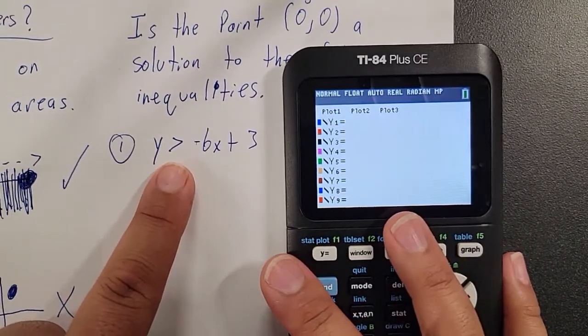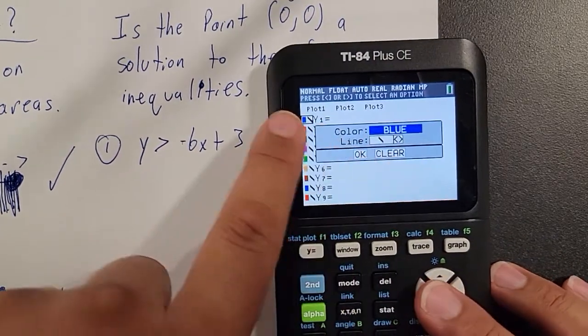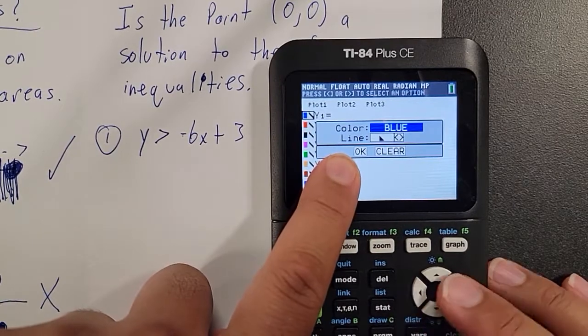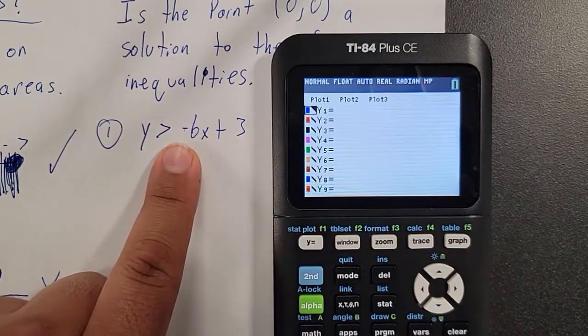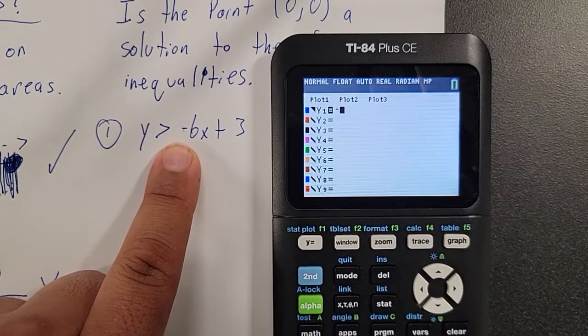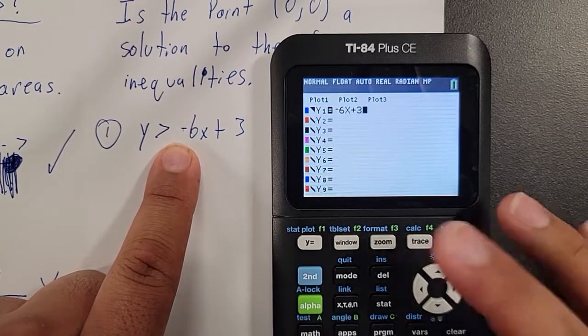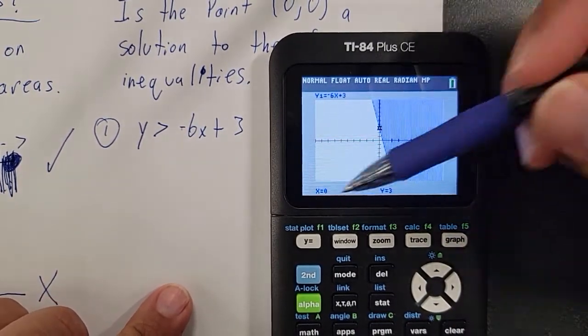Now the symbol right here, guys, this means that it shades above. So I'm going to go here, move your cursor, and move it to the right. There you go, shade above. Okay. Now we'll just type this in. Negative 6x plus 3. Oh, my bad. Negative 6x plus 3. I'm going to push trace. All right. So remember, it gives you this point 0, 3.